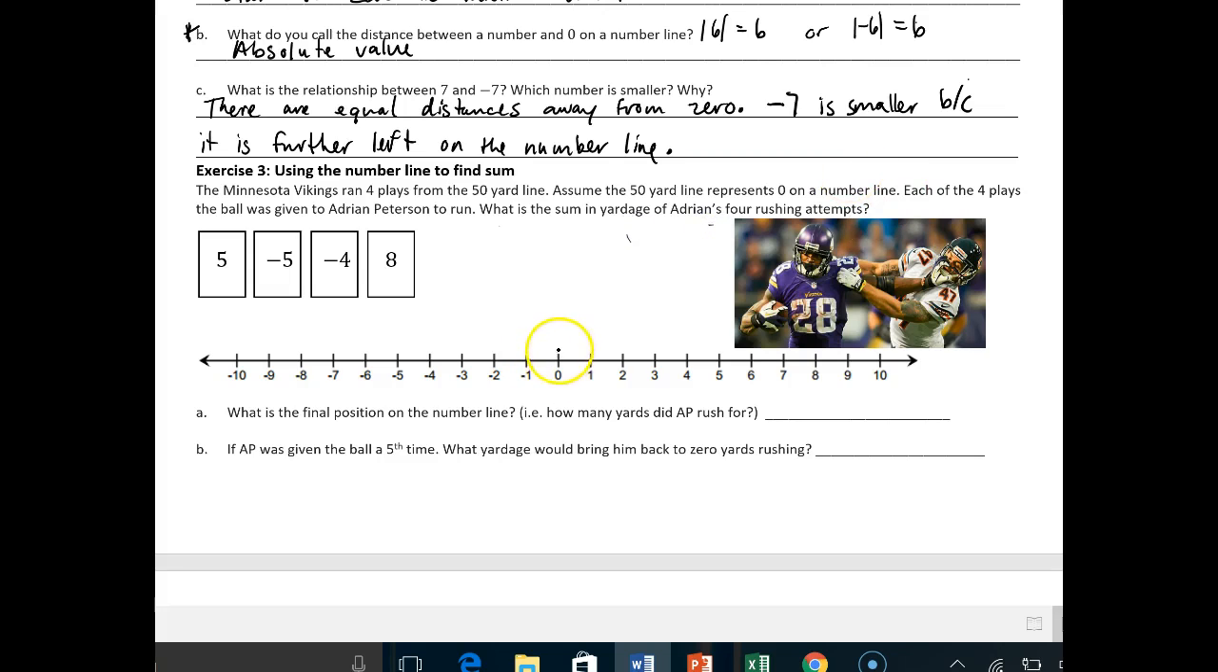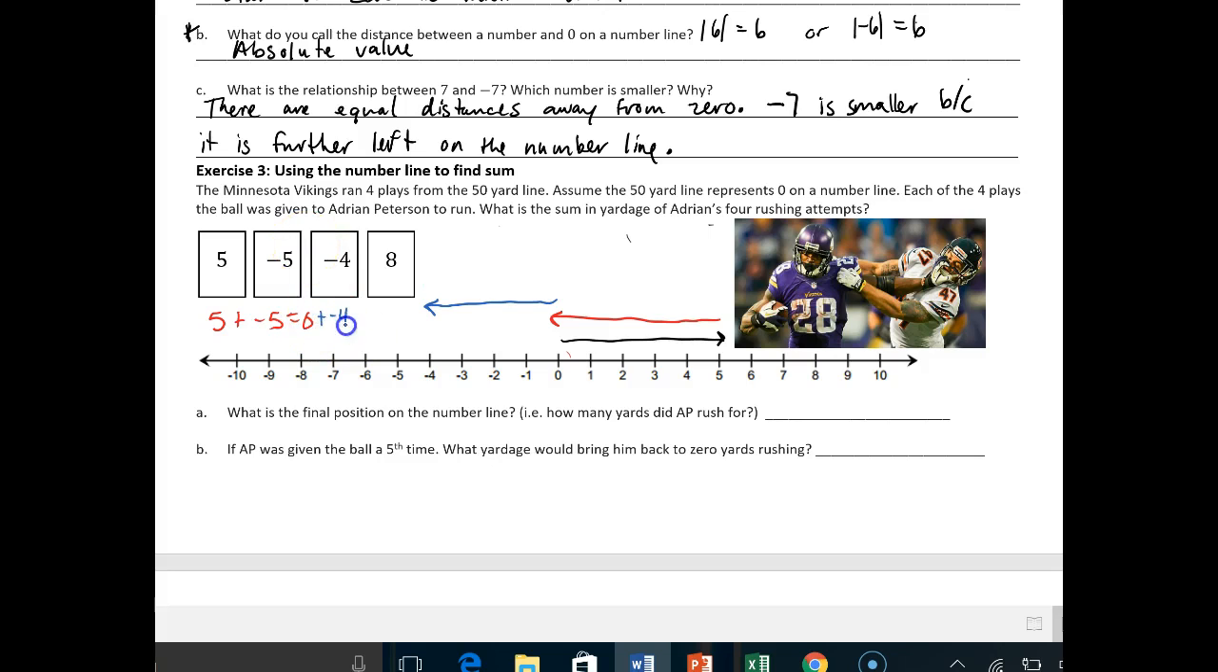So we're going to start at the 50-yard line. On his first attempt, he gets to go forward 5 yards. He gained 5 yards. On his second attempt, I'll put this in red, he gets tackled in the backfield for a loss of 5 yards. So this is basically saying 5 plus -5 is equal to what? Well, if you start at 0, you move 5 forward, and then you move 5 back, 5 plus -5 is equal to 0. Now his next attempt, he moves back 4 more yards. All right? So what is 0 plus -4?